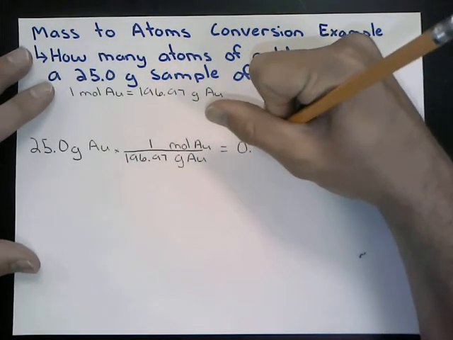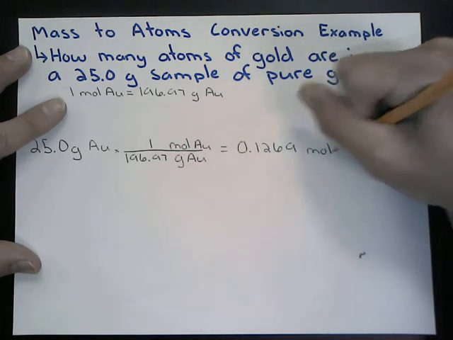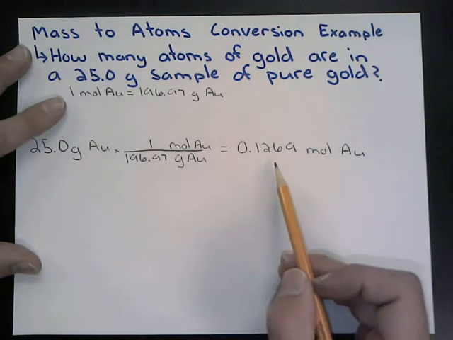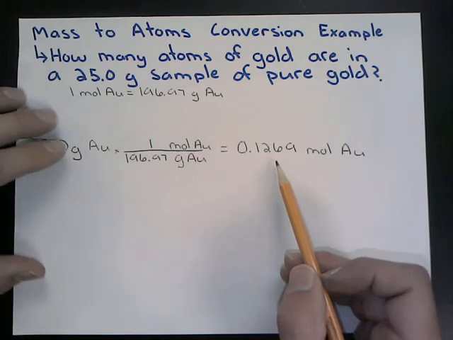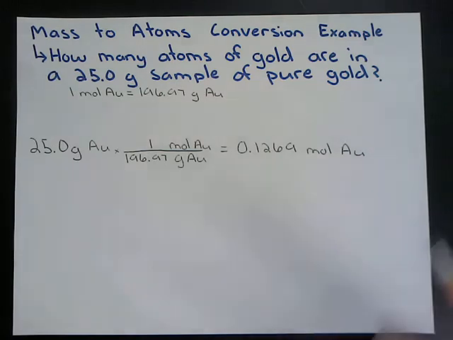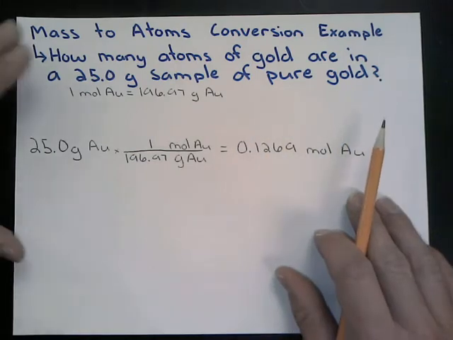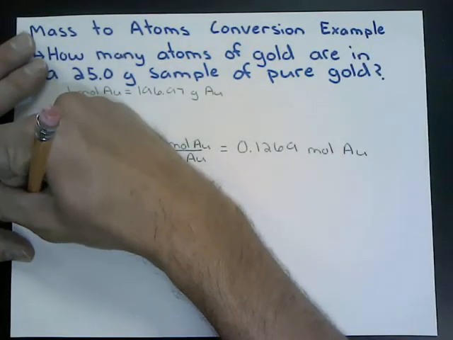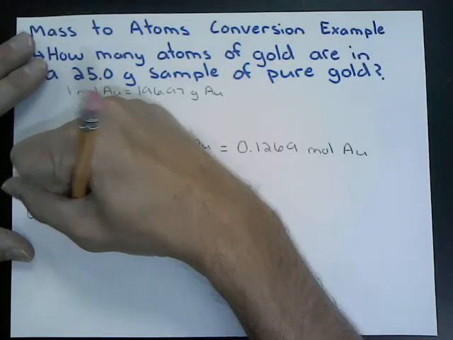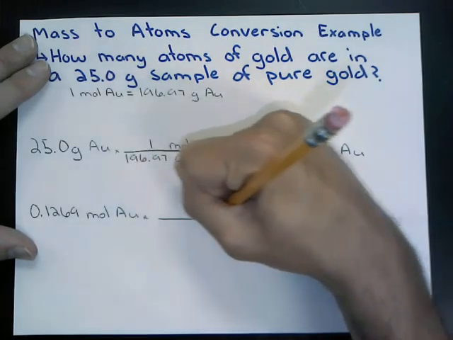So I have 0.1269 moles of Au. Now, the key thing here is that you need to keep a few extra digits than what you have to start with. So it's always good to keep this excess in what we call the intermediate calculation. Now, this stuff that we just calculated becomes our starting substance. So now we have 0.1269 moles of Au. And I'm going to set up my conversion factor.